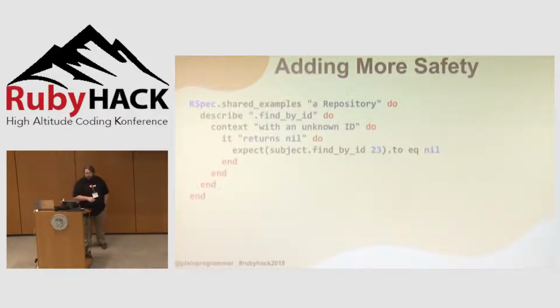And so if we want to carry on from here, we can start looking at the find by ID method. And this is where we're going to start to see some of those behavioral safety checks come in as well. But here, we want to implement that last little bit of safety where with an unknown ID, we expect it to return nil. Very simple, very straightforward. We now have essentially exactly the same capabilities as our formal interface would provide us.